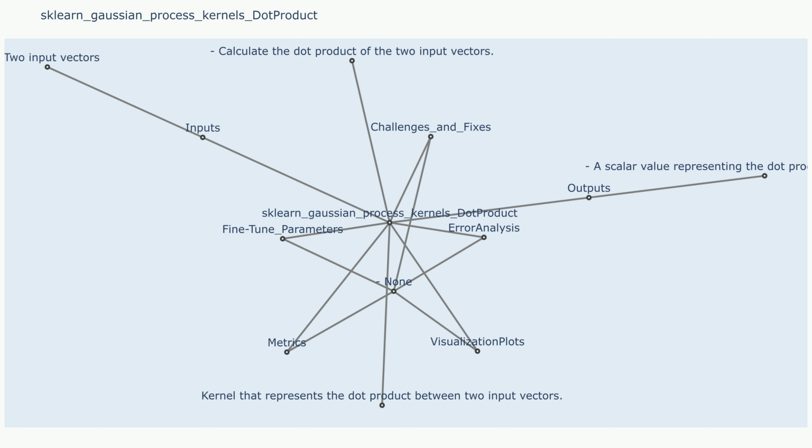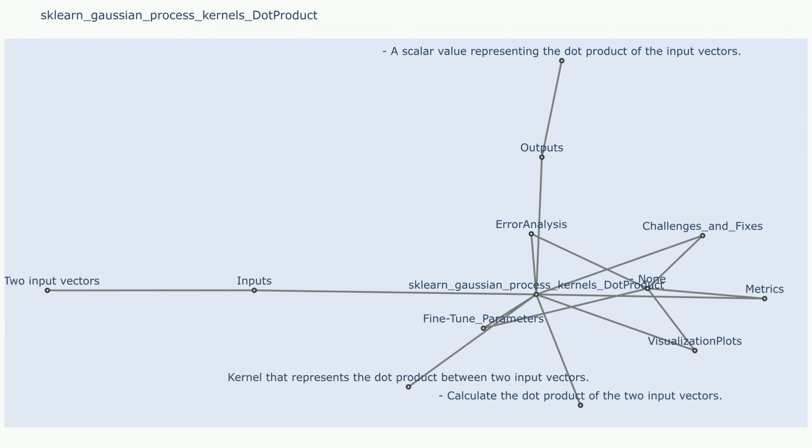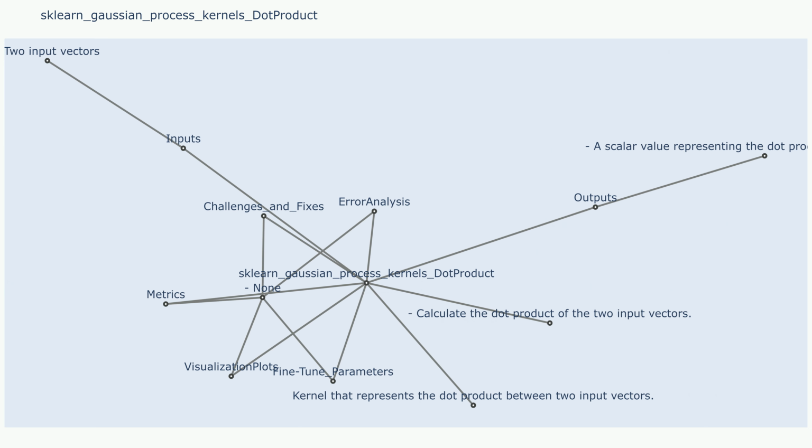sklearn Gaussian process kernels. Dot product. Description: the dot product kernel, also known as the linear kernel, computes the dot product between two input vectors. It assumes a linear relationship between the input features and the target variable. This kernel is suitable for data that exhibits linear trends.